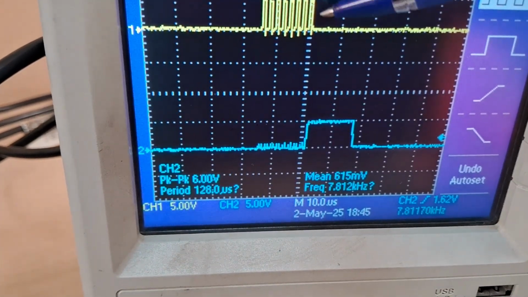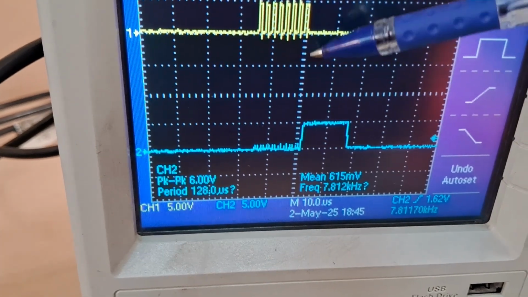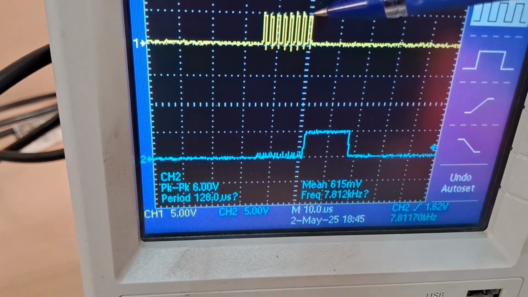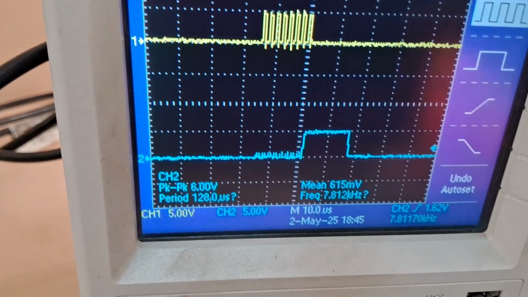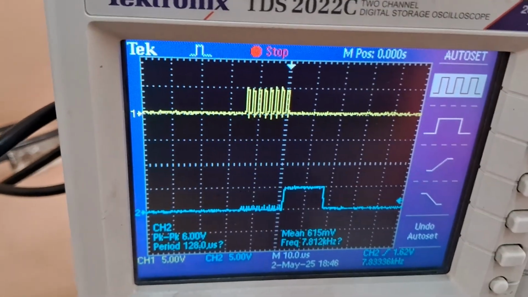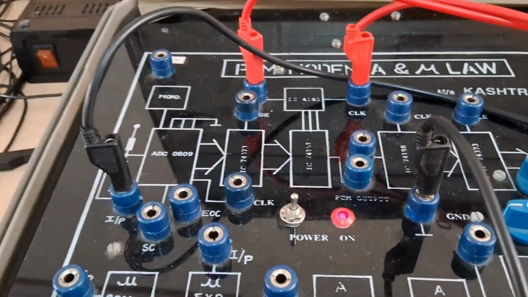after the 8th clock pulse, meaning the falling edge of the 8th clock pulse and the rising edge of the RST, that is reset, are synchronized with each other. So your clock is reset after the 8th clock pulse of the clock itself. So this is the PCM output, the 4040 clock, the RST of 4040, and so on. So this is your PCM output.